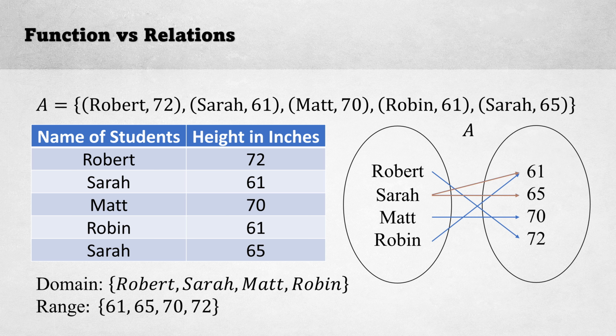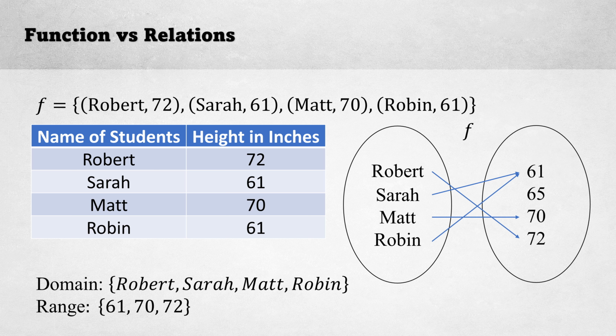This relationship does not represent a function because there are two students with the same name, Sarah, and different heights of 61 and 65 inches. If we say, Sarah, what's your height? We get two different responses. However, if one of them is removed from the set, say Sarah with a height of 65 inches, then each name has a unique height paired with it, and this relation would also be a function. Note that 65 is removed from the range as no one is paired to a height of 65 inches anymore.